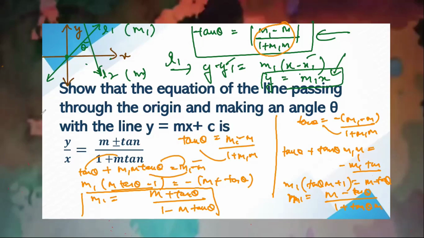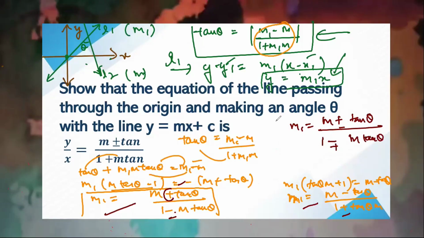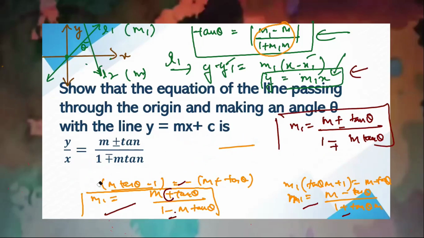Okay. If you see both the values, here m1 and here also m1, the same. Here you have plus above, here you have minus, here you have minus, here you have plus. So combining both the terms, it's very simple. Just combine like this: the value of m1 is equal to m plus-minus tan theta over 1 minus-plus m tan theta. This value you just have to put it here and you will get the answer. Okay, as simple as that.